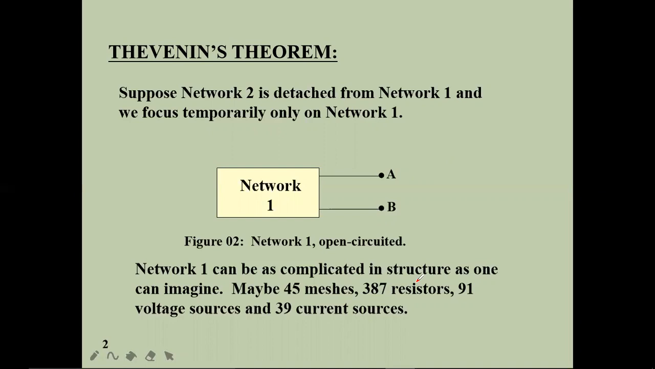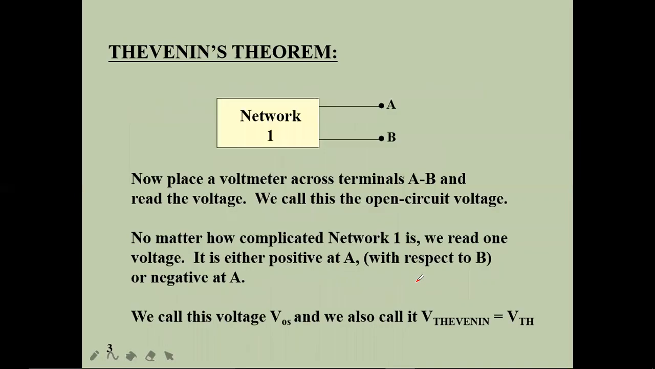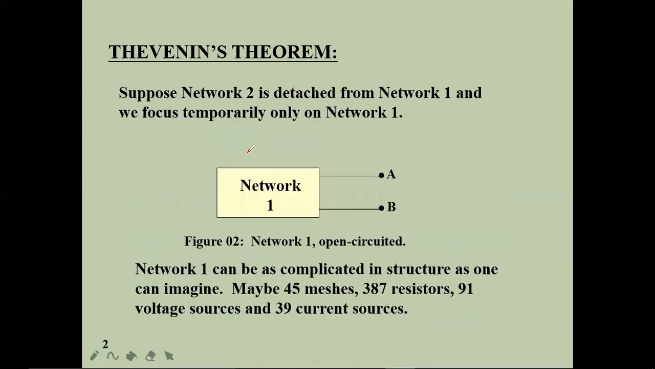So how are we going to convert this complicated structure into an equivalent structure, called the Thevenin's equivalent circuit? That is network 1. Network 2, as I already said, is a load. Now place a voltmeter across the terminals A and B and read the voltage. Assume there are n resistors, m meshes, and some number of voltage sources and current sources in network 1.